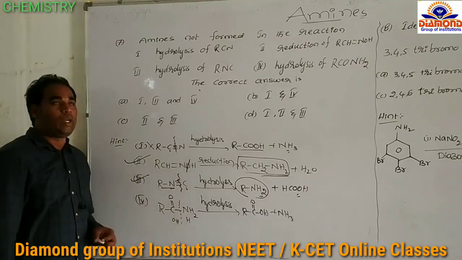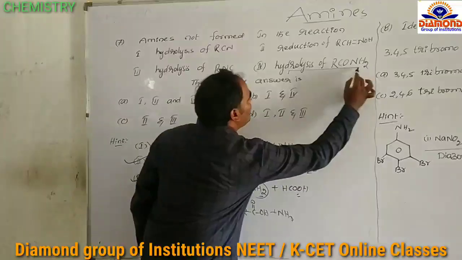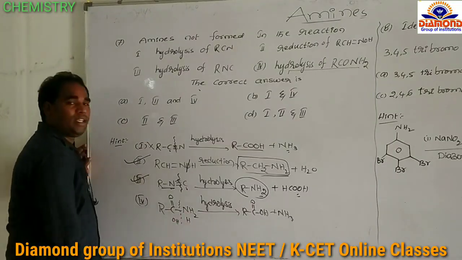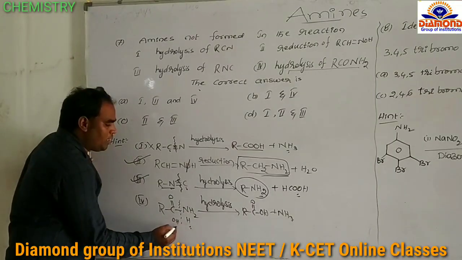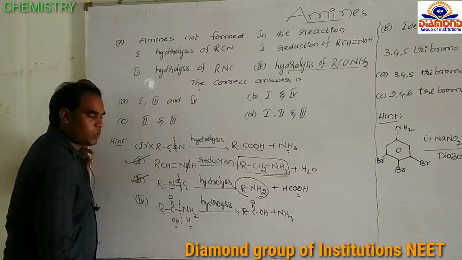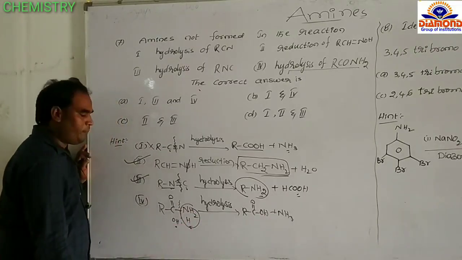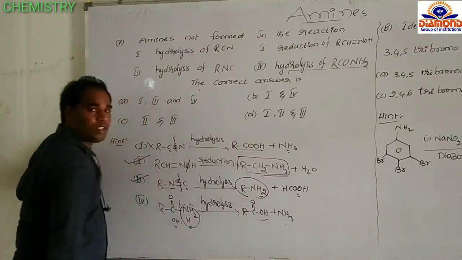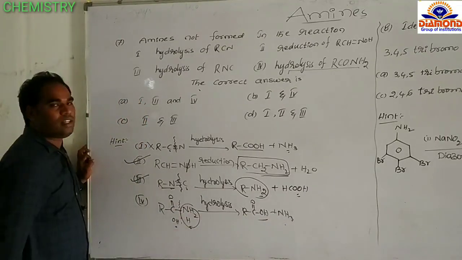Fourth one, hydrolysis of amide, RCONH2. Hydrolysis means they form H plus and OH minus, students. H plus adds to NH2, ammonia is eliminated, and carboxylic acid formation takes place. Therefore, there is no amine, only carboxylic acid and ammonia.